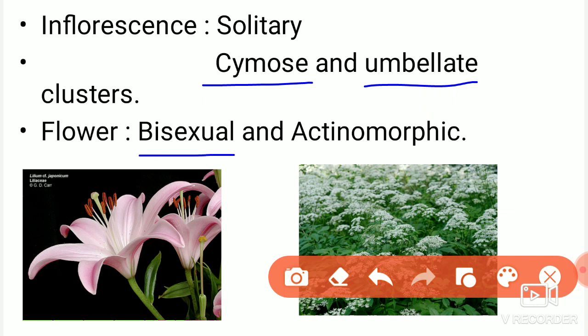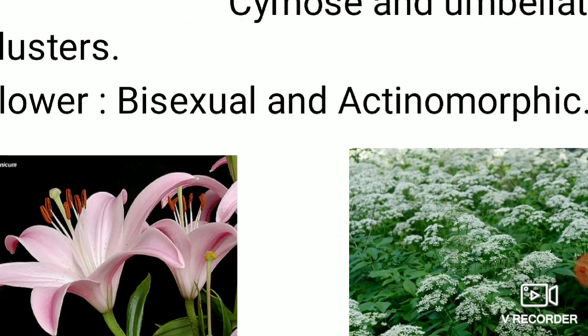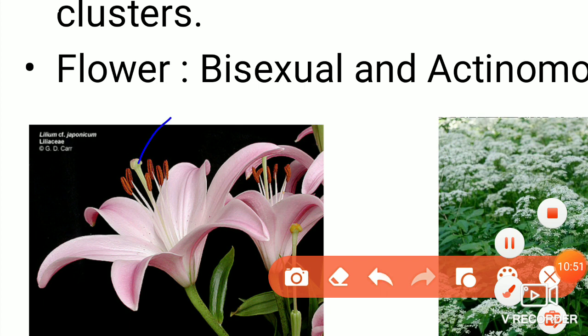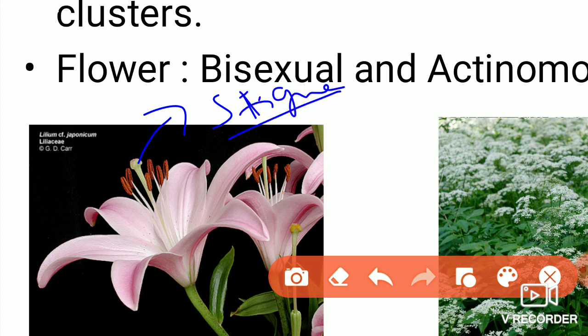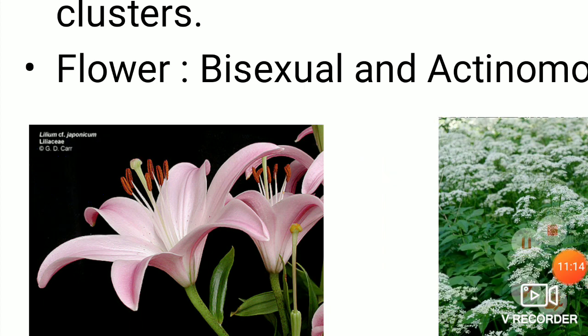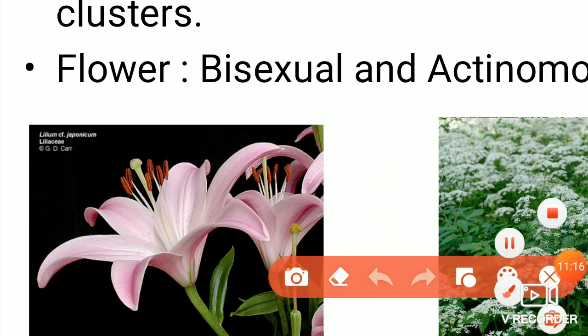What type of flower it is? That is bisexual flower. What is the meaning of that bisexual flower? As we studied that, this is the stigma. Of course, it is a stigma part. The male reproductive part is a pistil, and you can see here these are the stamens. So stamens are there, pistil is also there. So stamen and pistil both are there.